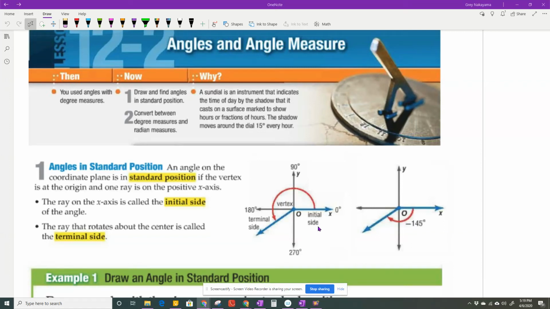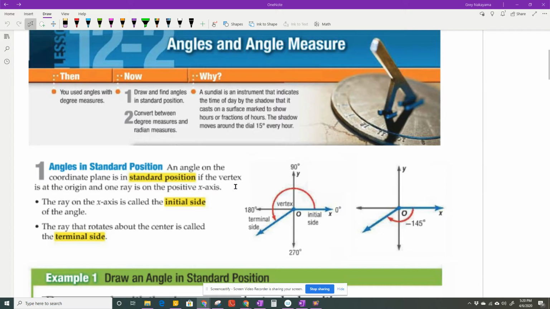Okay, today's lesson is 12-2, angles and angle measures, and we're basically going to be talking about more angles on the unit circle, not just those created by our special right triangles. So, first off, let's talk about what an angle in standard position is. It is an angle whose vertex is at the origin and who has one ray as the positive x-axis.